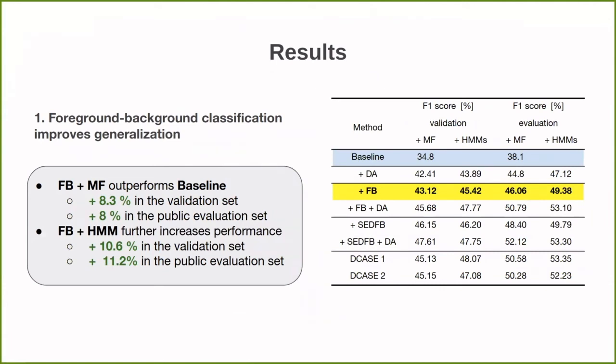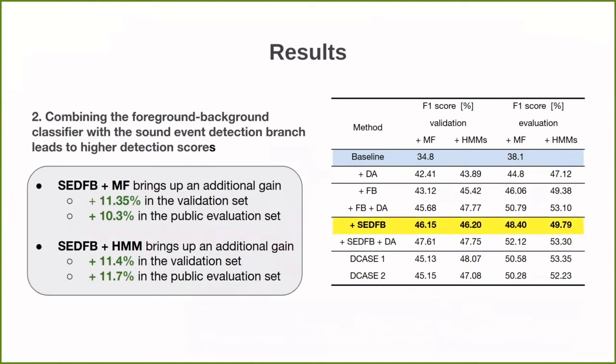We performed experiments on the domestic environment sound event detection dataset to test our proposed improvements to the sound event detection task. First, we showed that the foreground-background classifier improves generalization, increasing model performance from 8 to 10%. Second, the combination of a foreground-background classifier with a sound event detection branch leads to higher detection scores, outperforming the baseline by up to 11%.